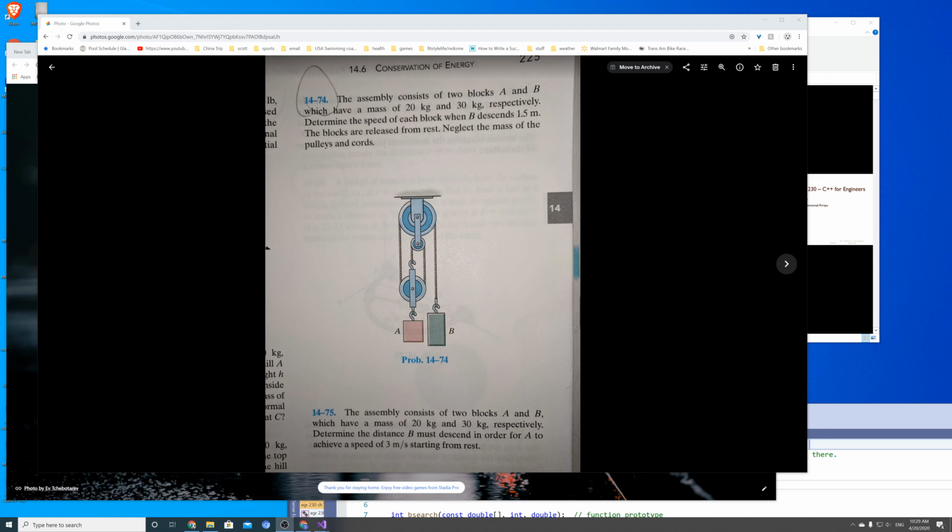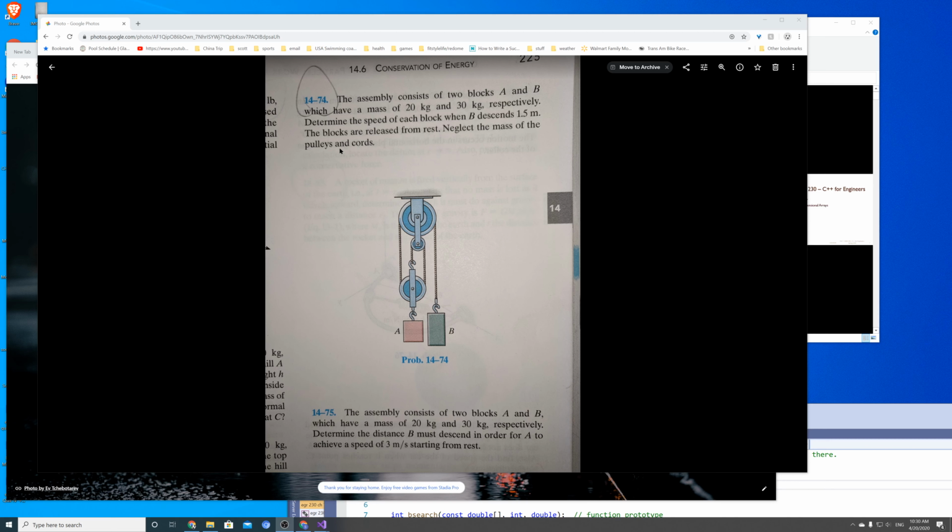Okay, I'm going to start by looking at problem 14-74. We have an assembly consisting of two blocks, A and B, which have the masses as defined: 20 kilograms for A and 30 kilograms for B. We need to determine the speed of each block when B descends 1.5 meters. Initially they're released from rest, and we'll neglect the mass of any pulleys and cords.